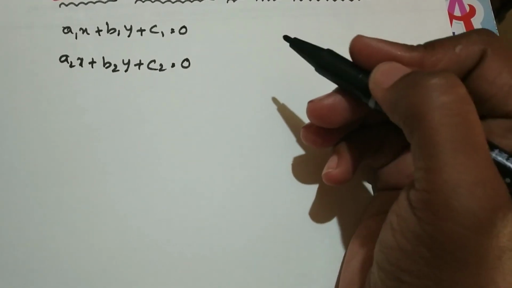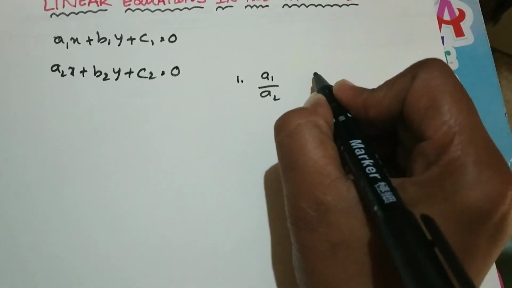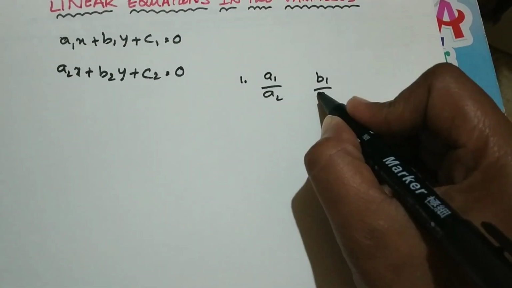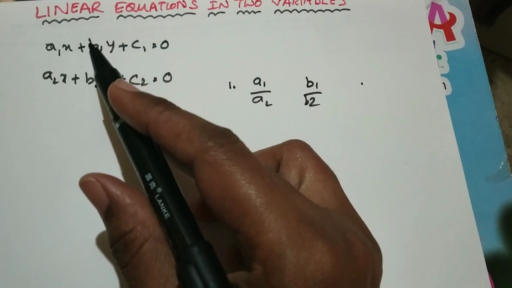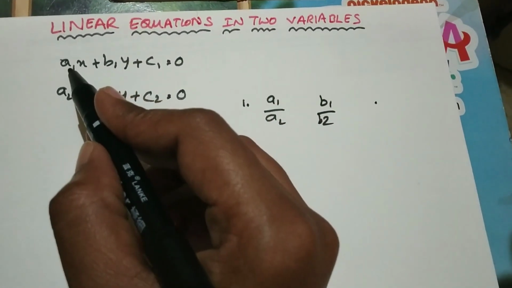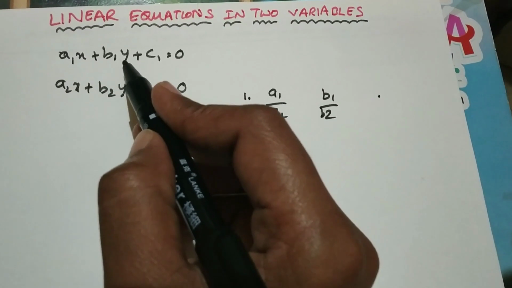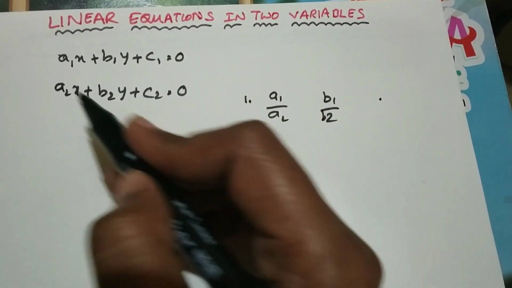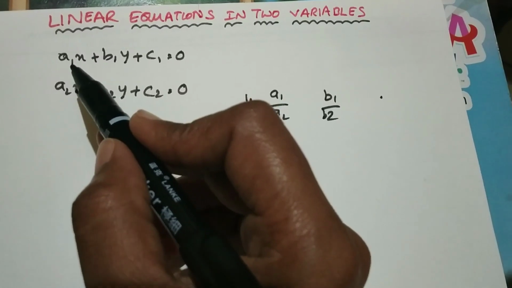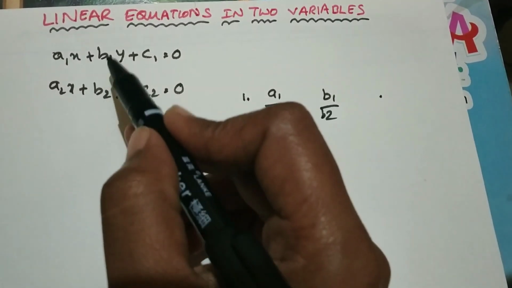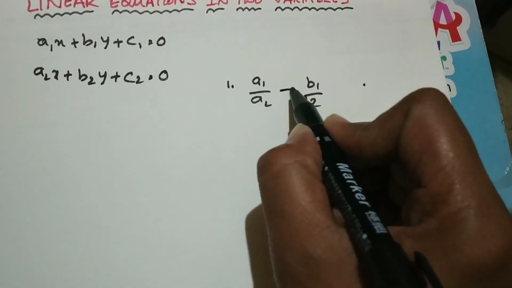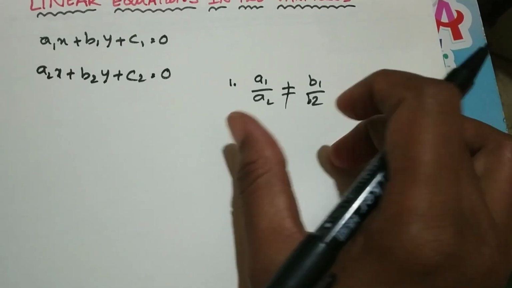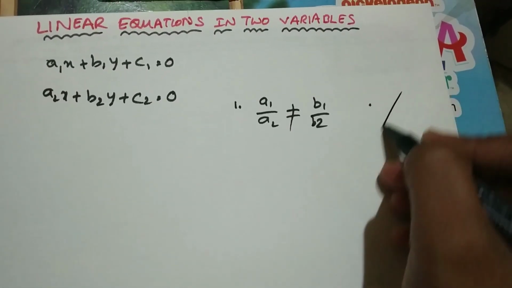How will you decide all those things? The first point is, you should observe a1 by a2, b1 by b2, and c1 by c2. Here a1 is the coefficient of x in the first equation and a2 in the second equation; b1 is the coefficient of y. Compare those two, a1 by a2 and b1 by b2. If a1 by a2 is not equal to b1 by b2, then the graph will be intersecting lines.